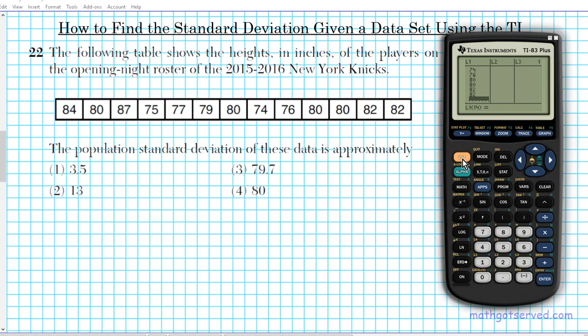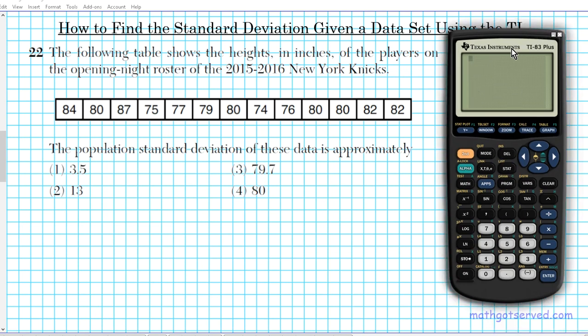Okay, so now press second function quit to go back to the home screen. Now what we're going to do is calculate the standard deviation. To do that, we're going to press our stat or statistics button again. When you're doing things like standard deviation, mean, average, just statistics, press your stat button.